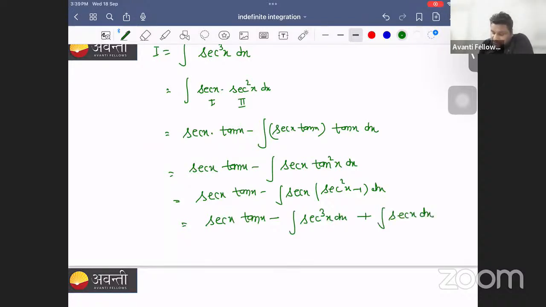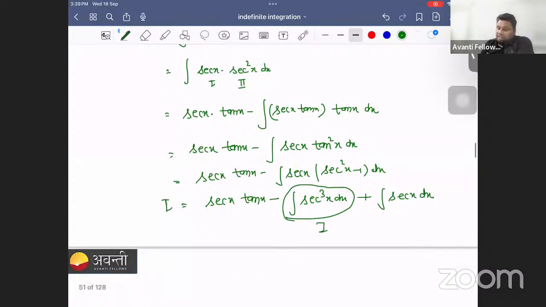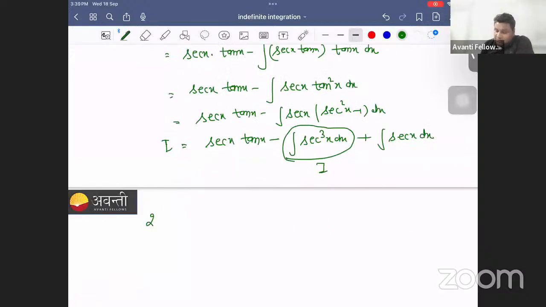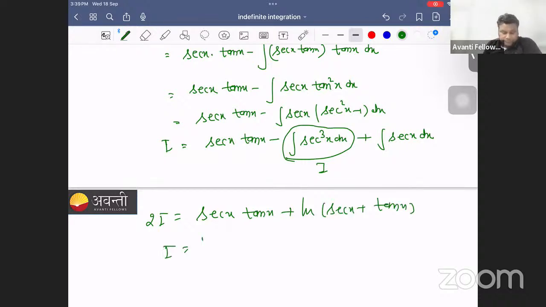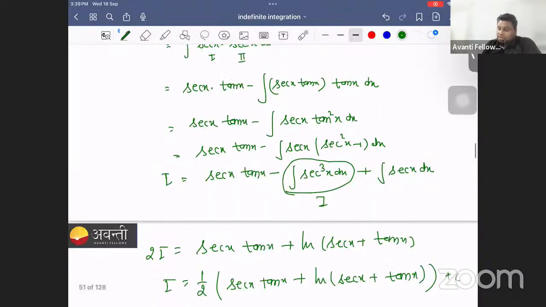Now you started this question with I and this again came as I. Yes or no? So you take this one to the left side, you will get 2I equals to sec x tan x plus integration of sec x is ln of sec x plus tan x. So I came what? I is half of sec x tan x plus ln of sec x plus tan x plus constant. Got it? Have a look.